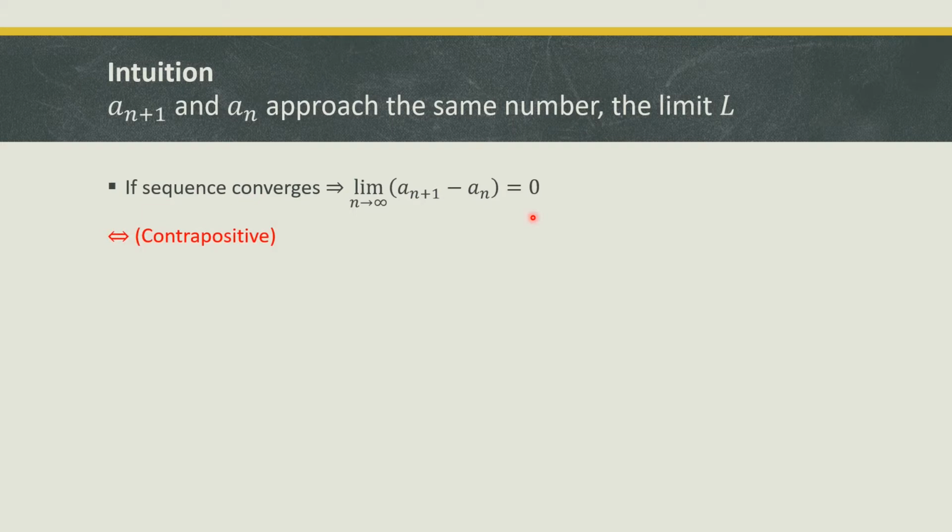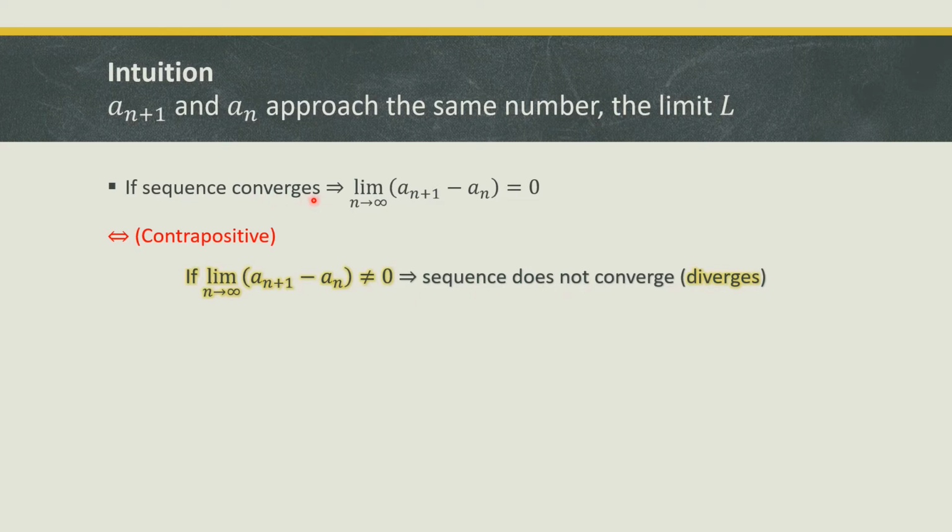So let's recall that in logic, the contrapositive is just switching the conclusion and the hypothesis and negating them. So in logic, we know that the contrapositive is equivalent to the statement itself. So if we write the contrapositive of this statement, it will read as follows. If the limit as n approaches infinity of the difference between two consecutive terms in the sequence is not 0, so that is the negation of this bit here. If it's not 0, then the sequence does not converge.